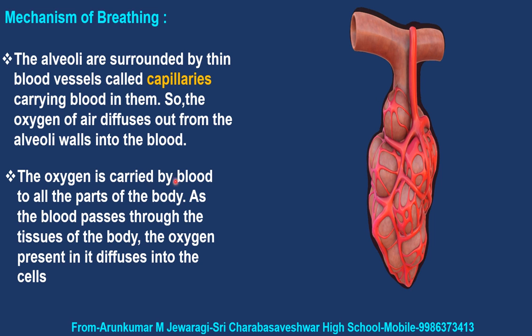The oxygen is carried by blood to all parts of the body. As the blood passes through the tissues of the body, the oxygen present in it diffuses into the cells. So when it reaches the different tissues, the tissues are having cells. The oxygen is going to be supplied to every cell through the process of diffusion. Like this, oxygen is going to be transported from blood capillaries from our alveoli to different cells.